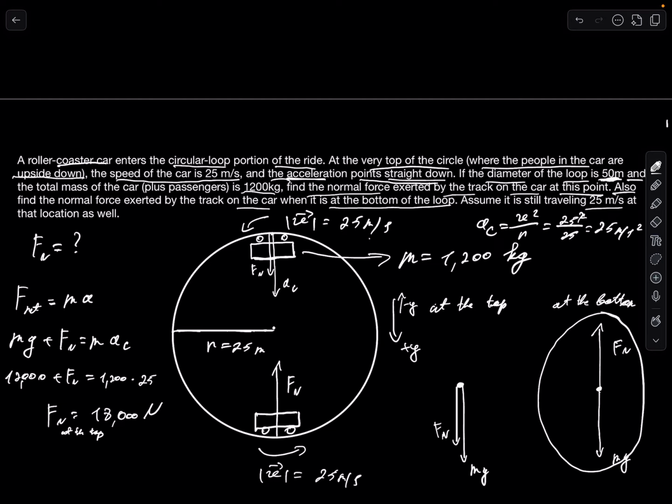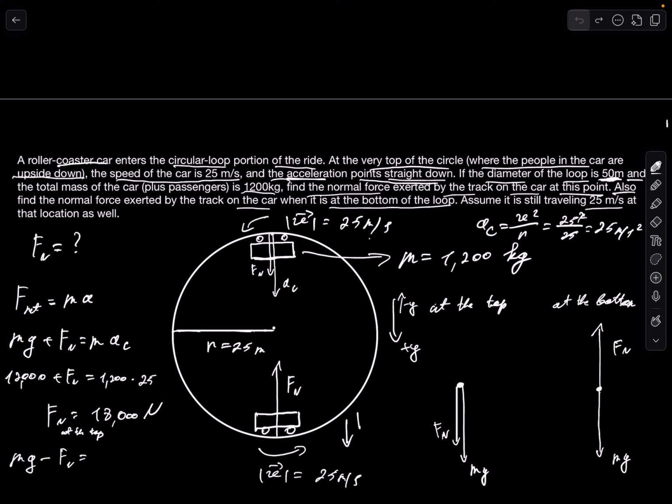Here we have a free body diagram for the bottom situation. Let's do the same thing, but now note that gravity will act in the positive direction and the normal force will act in the negative direction. So we can say mg minus the normal force is equal to ma.